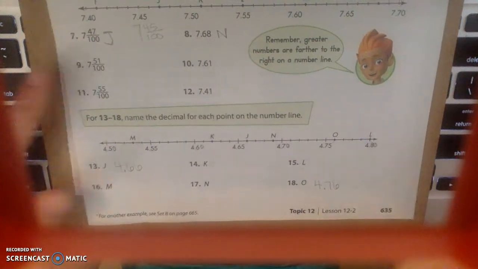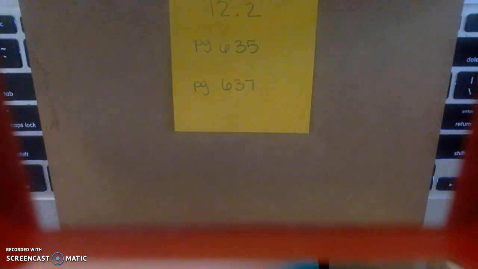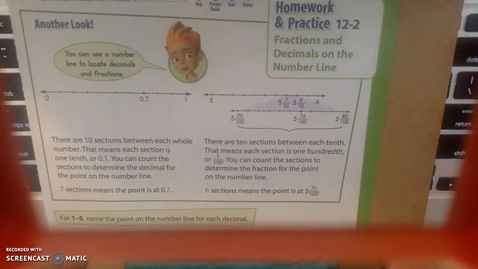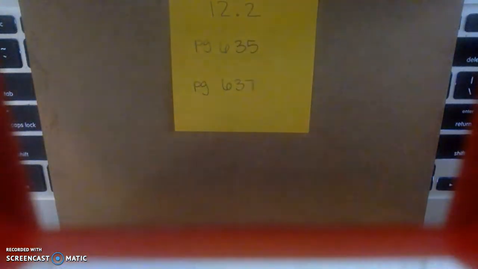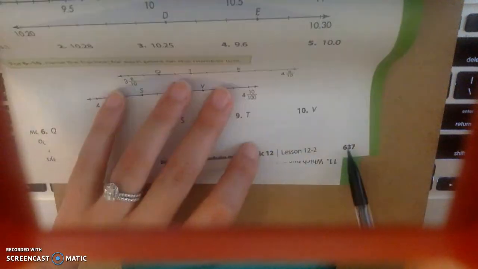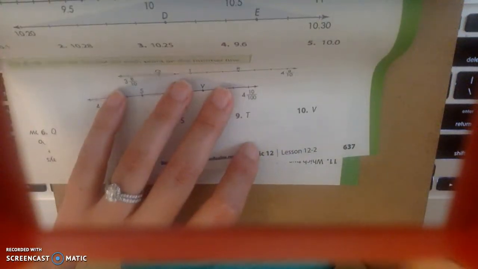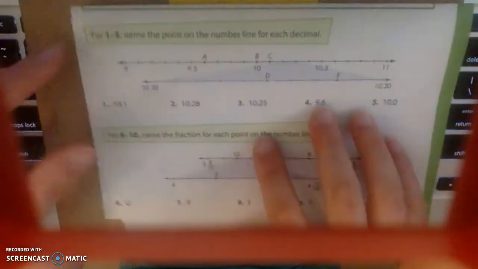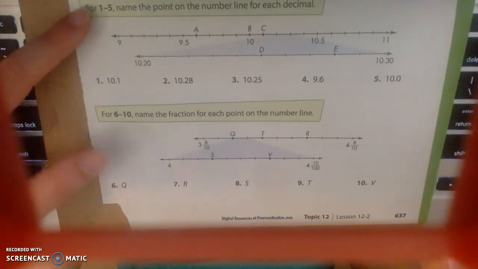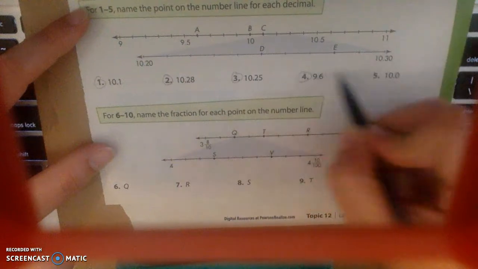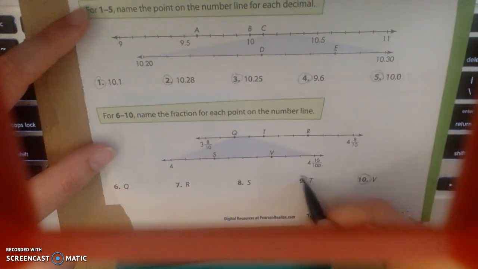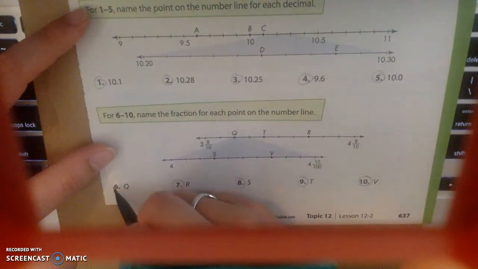Okay? All right. Let's take a look at your assignment. Your assignment is going to be homework and practice 12.2. That is page 637. Okay, so get that out in front of you. We're going to read over the directions and we'll do a few problems together. Okay, all I want you to do for today's assignment is numbers 1 through 10. So just our front page, nothing on the back.